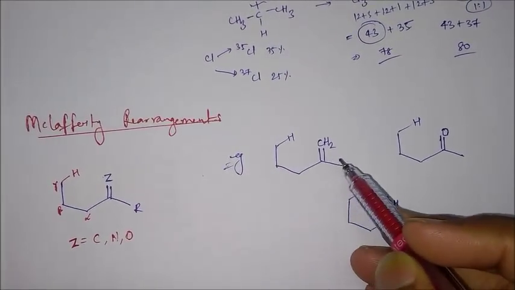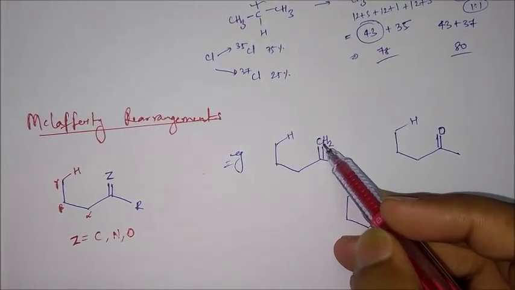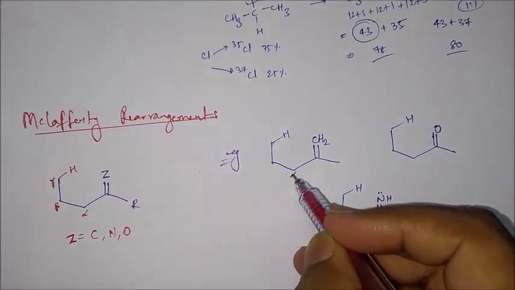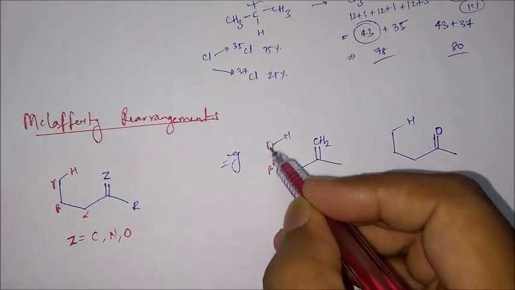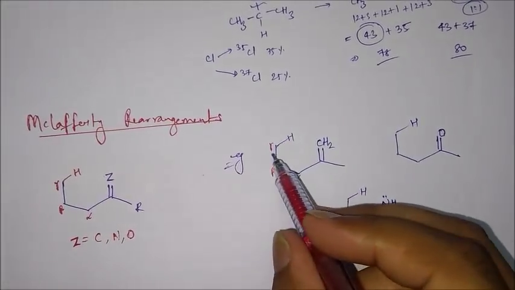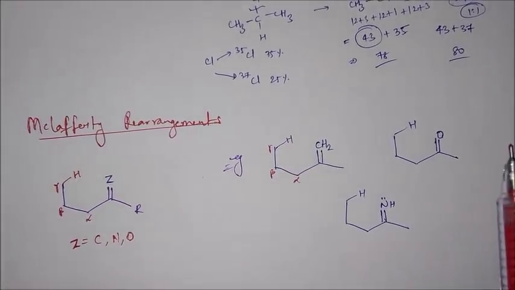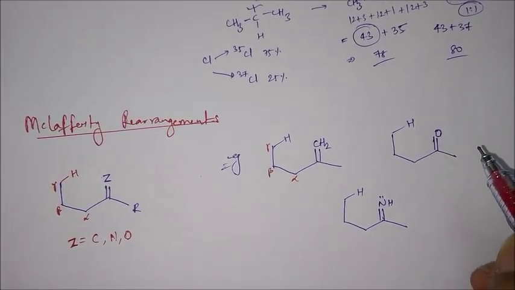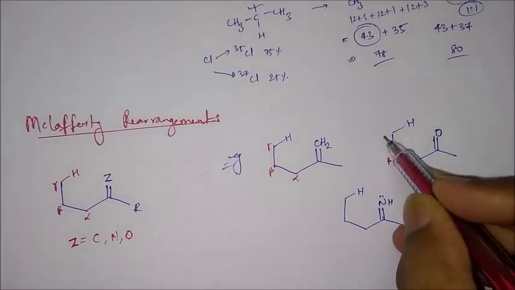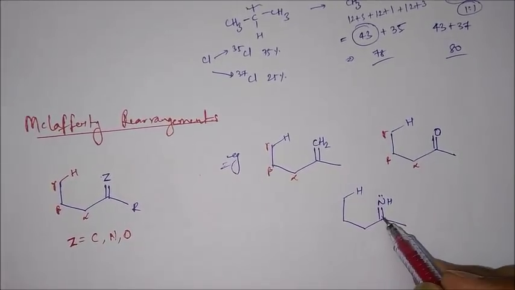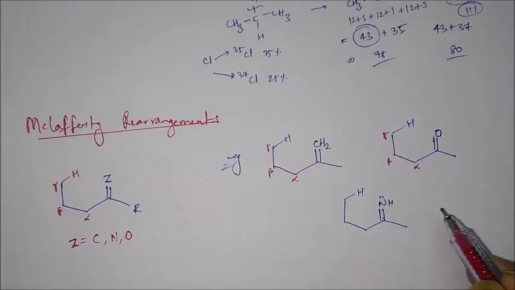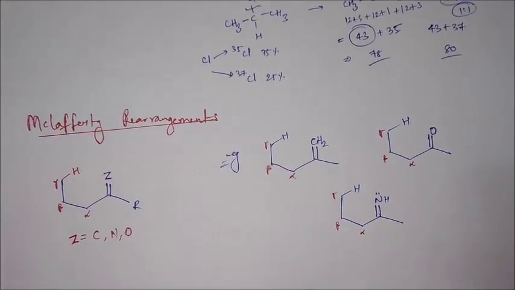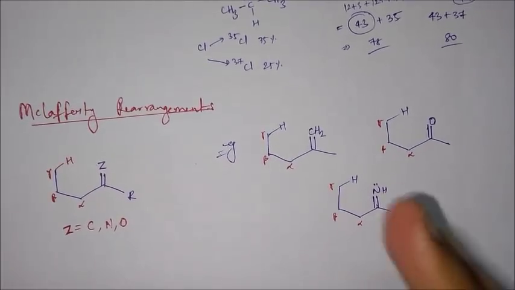So here I have given a few examples. If at the place of Z there is C, that is CH2, then the molecule will look like this, and you can see alpha, beta, and gamma. At the gamma carbon there could be more carbons also, but at the gamma carbon there should be at least one hydrogen. Similarly here at the place of Z there is oxygen, with alpha, beta, gamma hydrogen. Similarly here at the place of Z there is nitrogen, alpha, beta, gamma. So this is the basic requirement for McLafferty rearrangement.